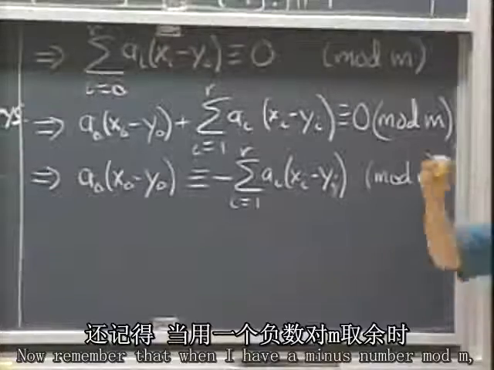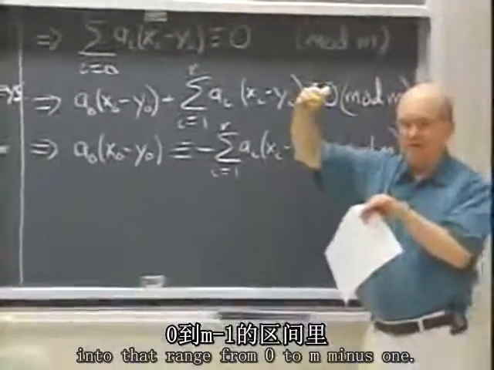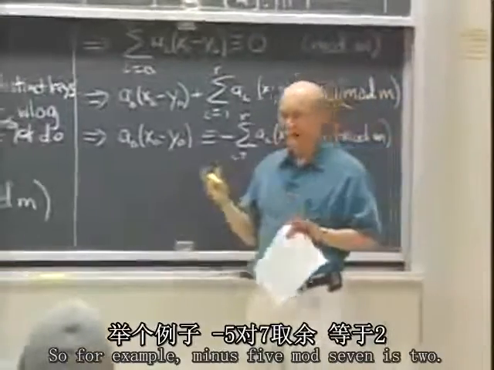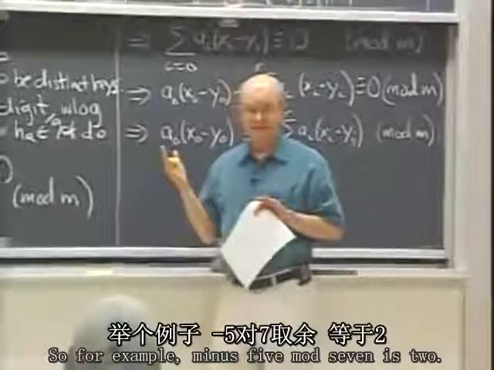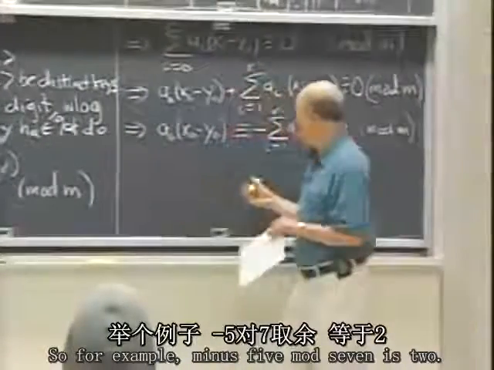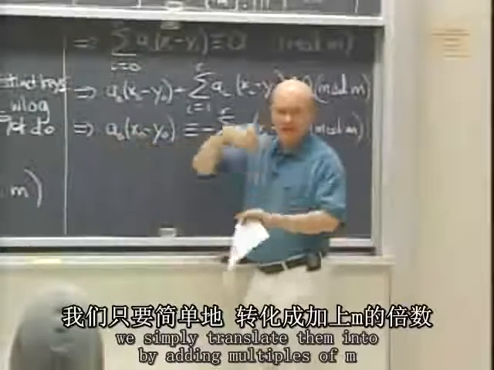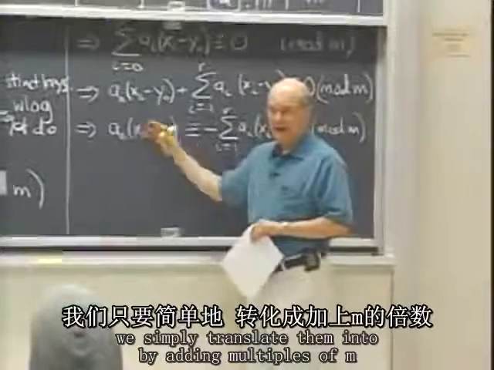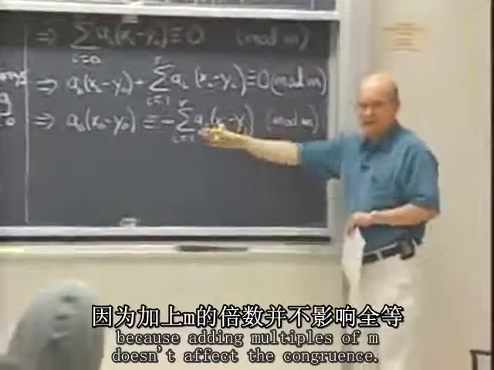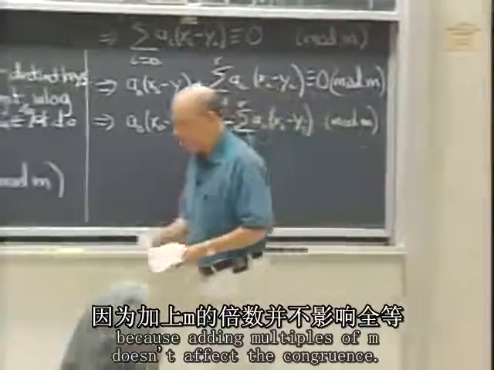Now remember that when I have a minus number mod m, I just map it into that range from 0 to m minus 1. Okay? So for example, minus 5 mod 7 is 2. So if any of these things are negative, we simply translate them by adding multiples of m, because adding multiples of m doesn't affect the congruence.